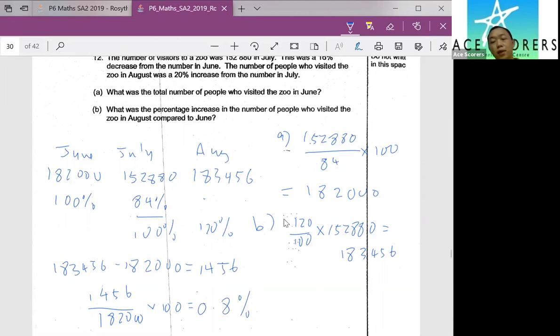And that's it, right? So this is the question for Rosyth, 5. So that's it, right? 5 questions from Rosyth Primary School, right? Done in about 20 minutes.